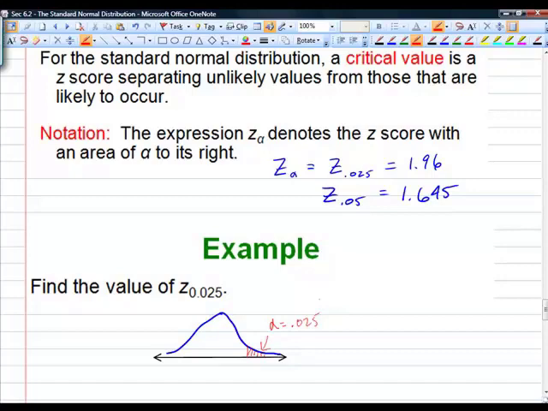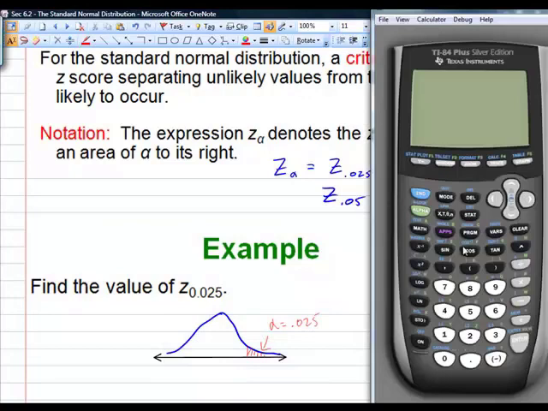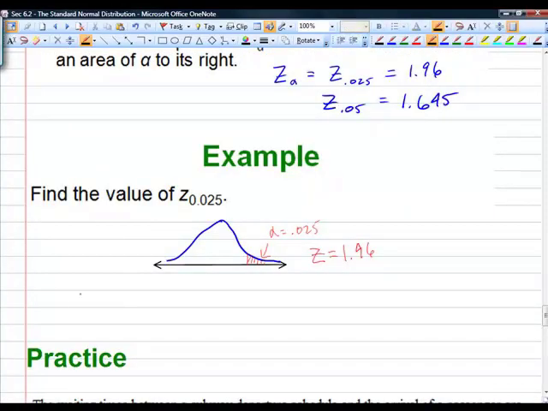The z-score, in order to get it, I know I'm going to have to get a positive number because I'm to the right of 0. But on my calculator, if I just typed in inverse norm 0.025, remember I got a negative 1.96. This number's got to be positive, so using what we discussed earlier about the signs and the symmetry, we know that this is going to be positive 1.96.